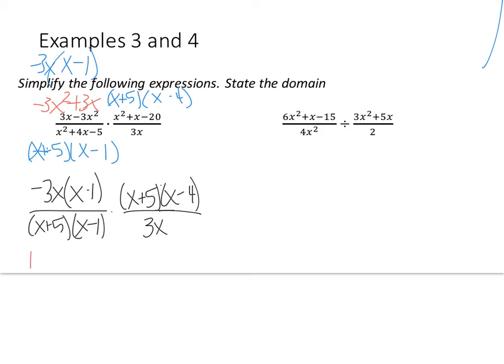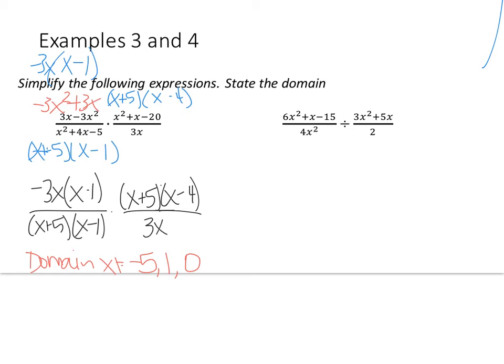So when I go to state my domain, I have 3 x's on the bottom, which means I have 3 values that x cannot equal. For this x plus 5, if I put a negative 5 in for x, that would give me 0. For x minus 1, if I put a positive 1 in, that would be 0. And for 3 times x, 3 times 0 would give me 0. So my domain is that x cannot equal negative 5, 1, or 0 for this problem.